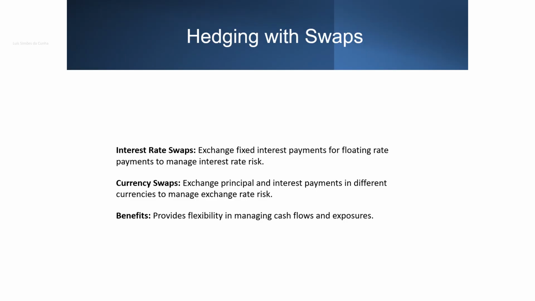Hedging with swaps includes interest rate swaps, where fixed interest payments are exchanged for floating rate payments to manage interest rate risk, and currency swaps, where principal and interest payments in different currencies are exchanged to manage exchange rate risk. Swaps provide flexibility in managing cash flows and exposures.